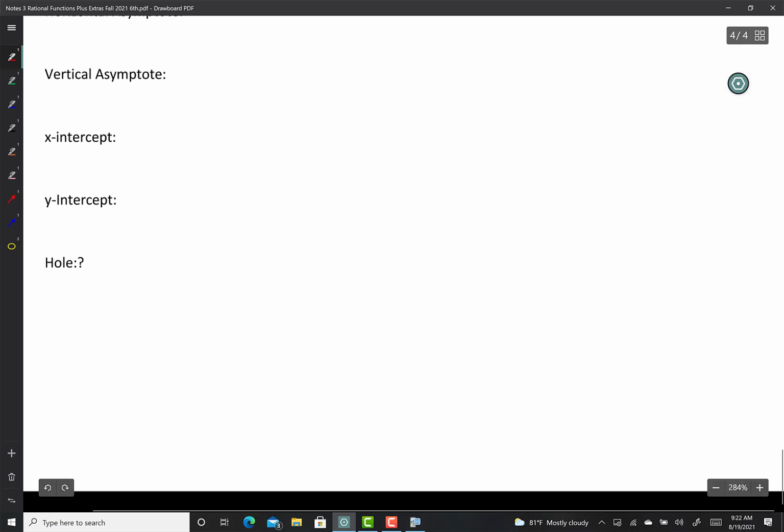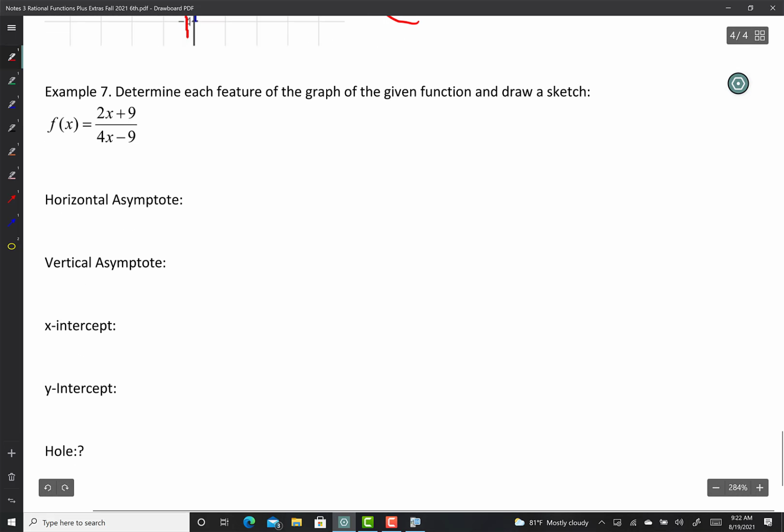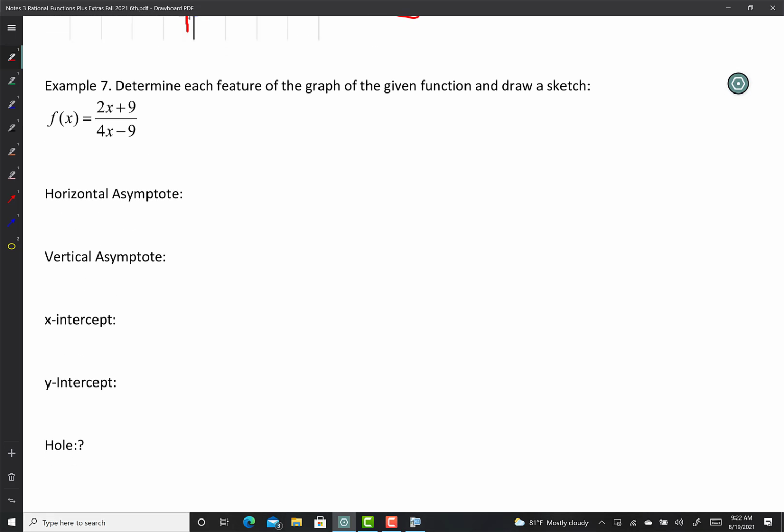All right, last one here, guys, and then we'll set you guys loose. Determine each feature of the graph given the function and draw a sketch. I don't think that's too hard to do. I think we can draw a sketch in a little bit. Horizontal asymptote, what is it? 1/2. 2/4, but that reduces to 1/2. Can we do that? Yes. Nothing cancels out. So I'm going to find my vertical asymptote.